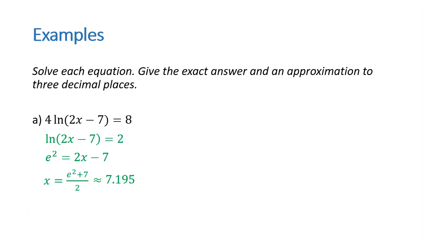Now, as with any logarithmic equation, we do need to check our answer. Typically, it's sufficient just to check an approximation. If the approximation plugs into the logarithm and doesn't give us anything negative, then we're good. So I'm going to check with 7.195 plugged into my natural log. So 2 times 7.195, well, that's a little bit more than 14. We subtract 7, so that's a little bit more than 7.